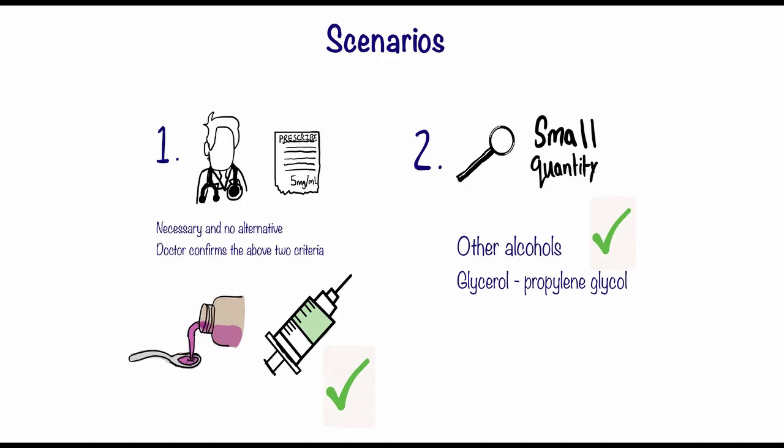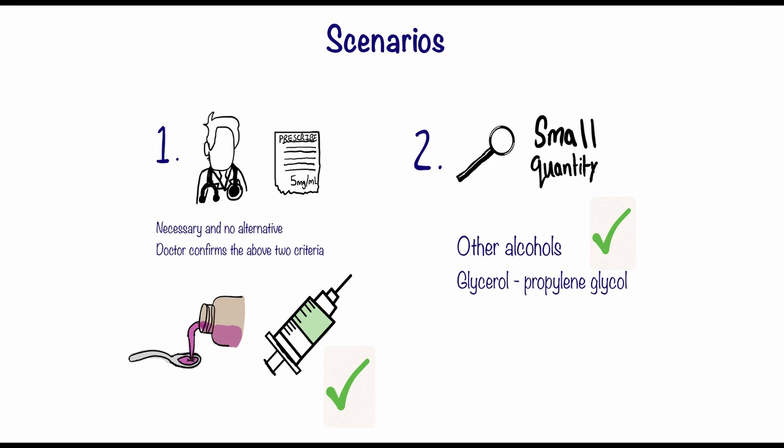Let's take some scenarios. Scenario 1. A liquid medicine that contains ethanol, which is prescribed by a doctor, is necessary for your health and has no alternatives is permissible, providing the doctor confirms the two points mentioned. For example, diazepam solution for injection. Scenario 2. Liquid medicines that are not necessary for your health that contain minute or larger quantities of other alcohols, like propylene glycol and glycerol.